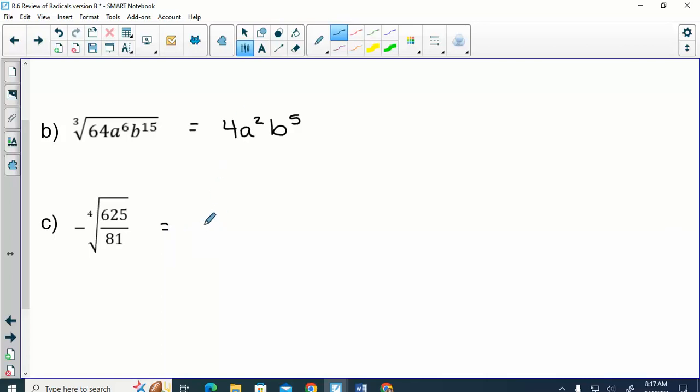Last one. Negative. So this is one term because it's a fraction. So we just do the 4th root at the top and the 4th root at the bottom. So what to the 4th power equals 625? 5. What to the 4th equals 81? 3. So we get -5/3. So we can handle that.